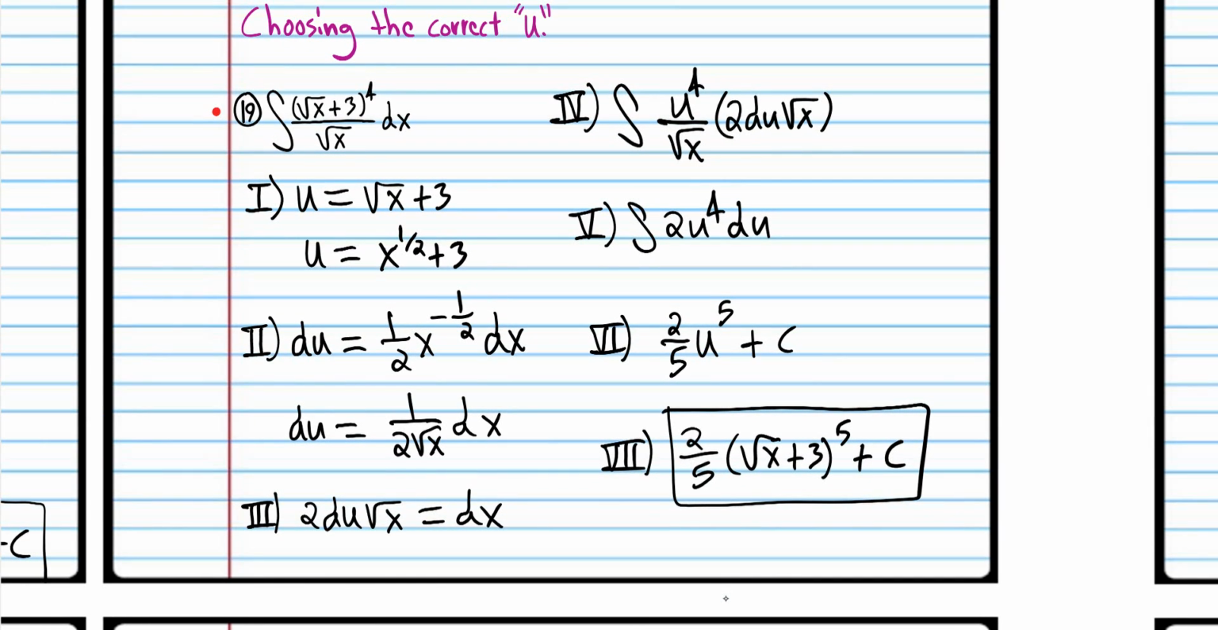So that's the process. It's the same 7 steps. Step 1, choose u. Step 2, find the derivative of u. Step 3, solve for dx, the ornament. Step 4, change your variables. Step 5, cancel out the x's. Step 6, find the antiderivative. Step 7, go back to x's. It's the same 7 steps.